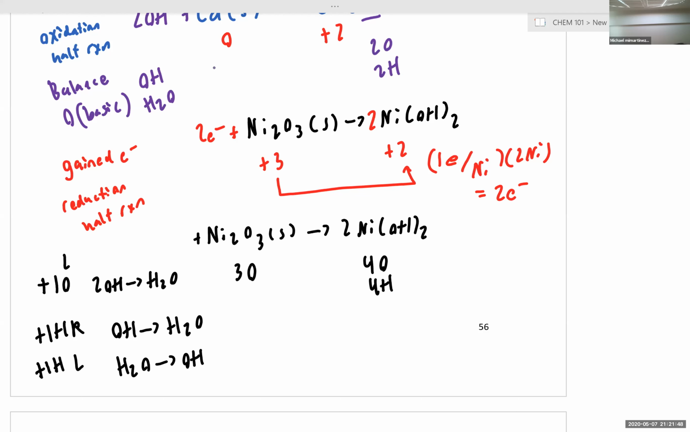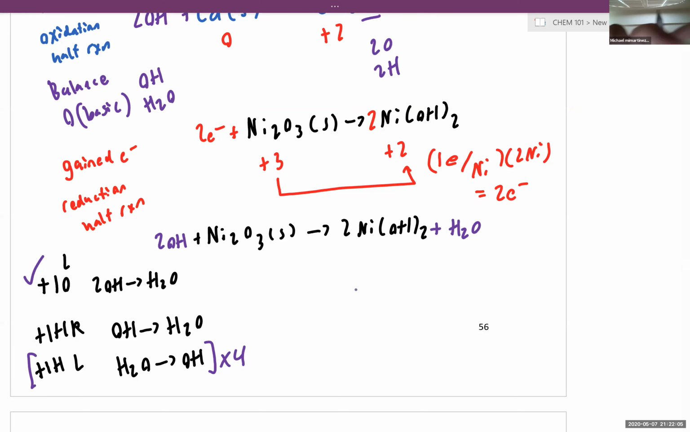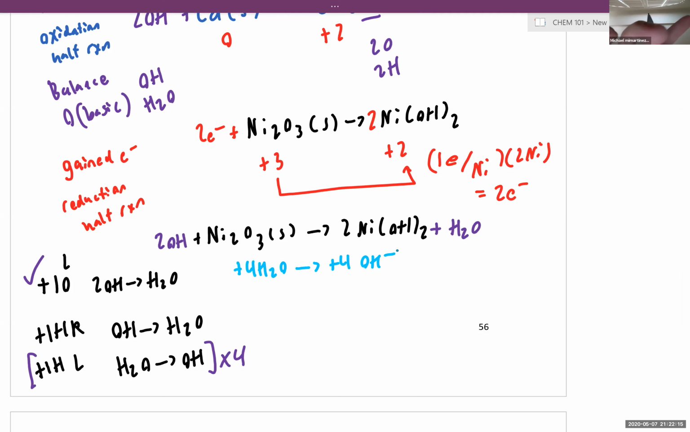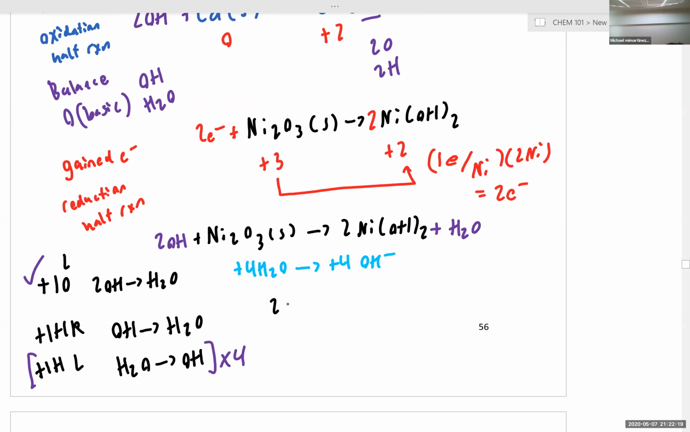1, okay. So what I'm going to do is add 2 OH and 1 water. Okay, so I've checked off my oxygen. If I need to add 4 hydrogens to the left, what I'm going to do is add 4 waters and 4 hydroxides. And that in turn gives us the following equation. So we have 2OH plus 4H2O plus nickel 3 oxide leads to 2 nickel hydroxide plus H2O plus 4 hydroxide.